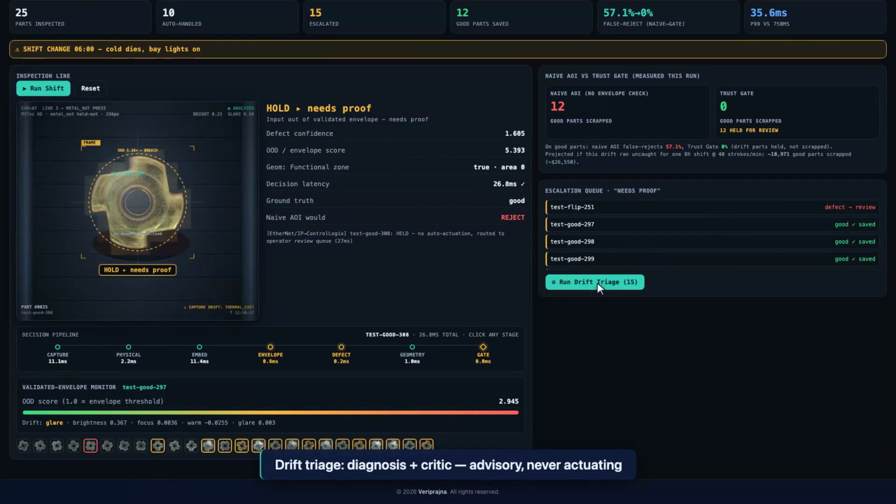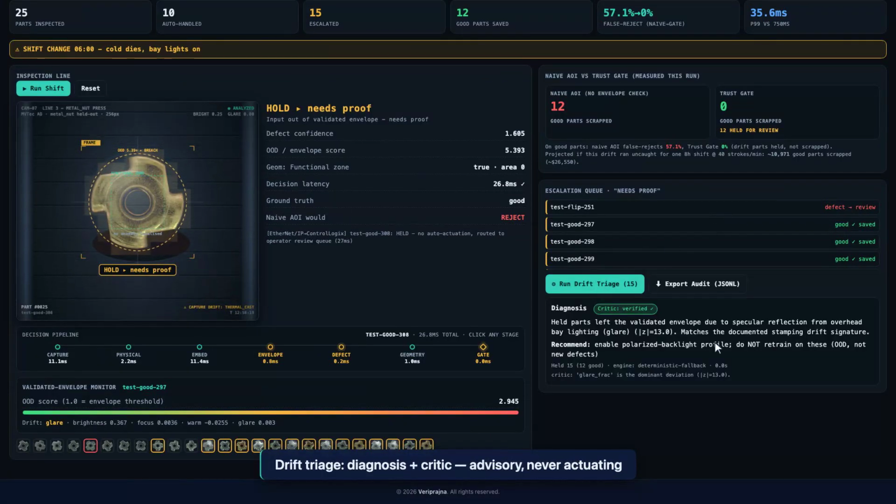One click asks why. The triage ranks the physical deviations across every held part, names the dominant cause, and a critic pass verifies that claim against the numbers. It can escalate but never clear. The advice never actuates. The deterministic gate already decided. The full shift exports as JSON lines, one lineage record per part. The receipt a conformity assessor can actually file.